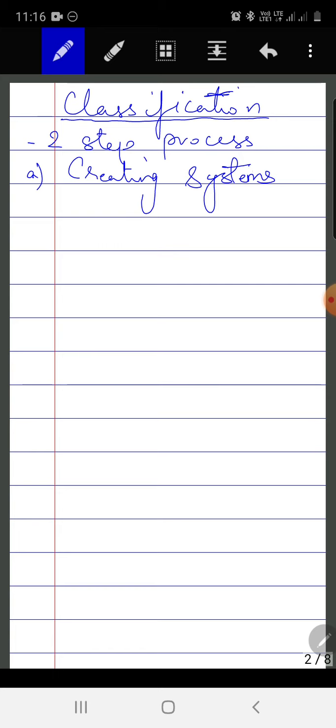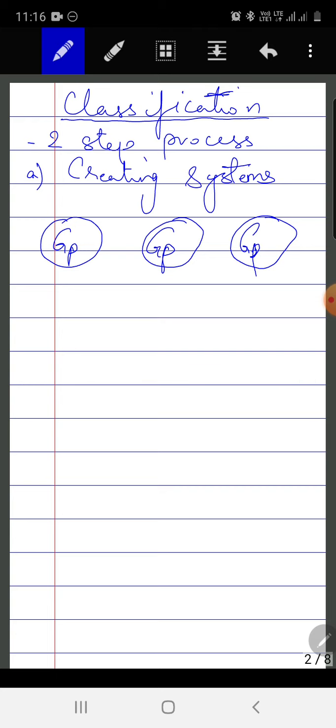First you create systems. When you create systems, you form groups. Let us suppose there are 3 groups. I'm just taking an example. Let us suppose there are boxes of 3 different colors. This is for red color, this is for blue color, and this is for yellow color. What you did was, first you identified that there are 3 different kinds of colors.